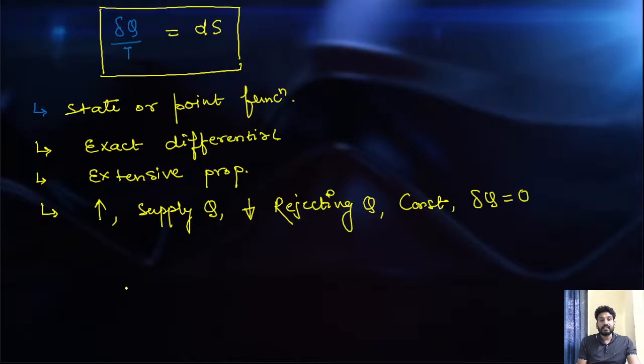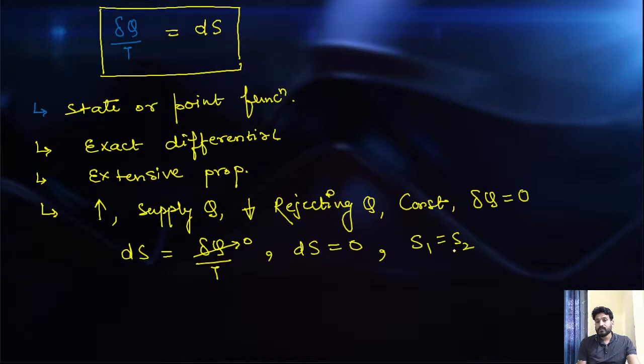Right? See, if my dS is equal to del Q over T, and it is 0, it means that dS is equal to 0. dS means what? It is my change in the entropy. Yes or no? It means that my S1 is equal to S2, meaning the entropy will be constant. There is no change in the entropy actually.